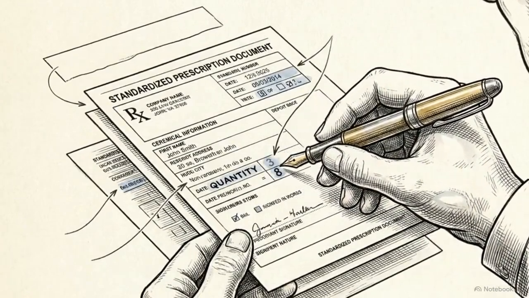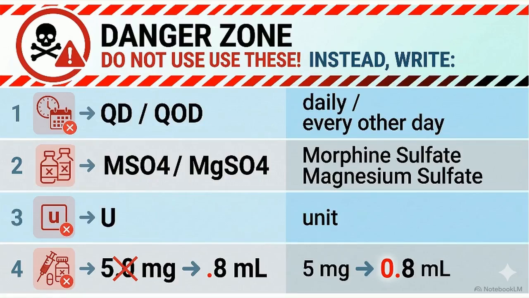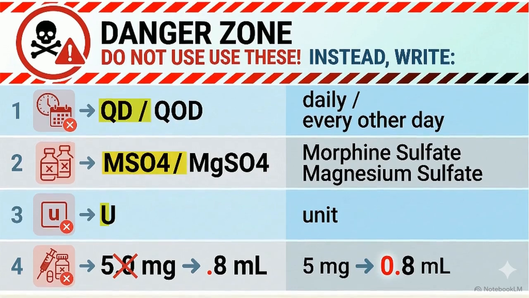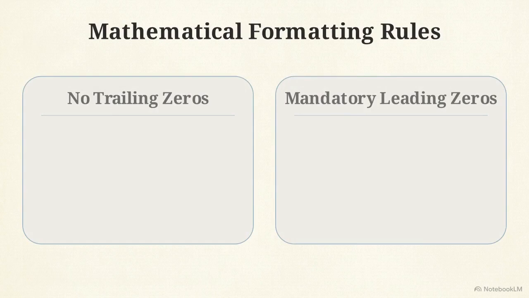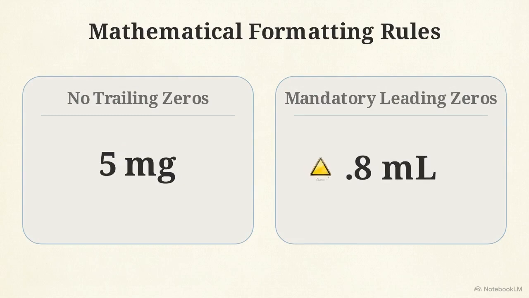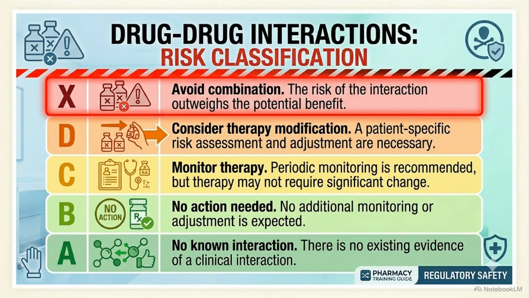This reference table identifies legacy medical abbreviations that are now strictly banned. You cannot use shorthand like QD, MSO4, or U. You must write out their full text replacements, such as daily, morphine sulfate, or unit. The final row highlights strict mathematical formatting rules for decimals. Trailing zeros are forbidden because they are easily mistaken for whole numbers, while leading zeros before a decimal point are mandatory. Beyond formatting, you must evaluate interaction risks.